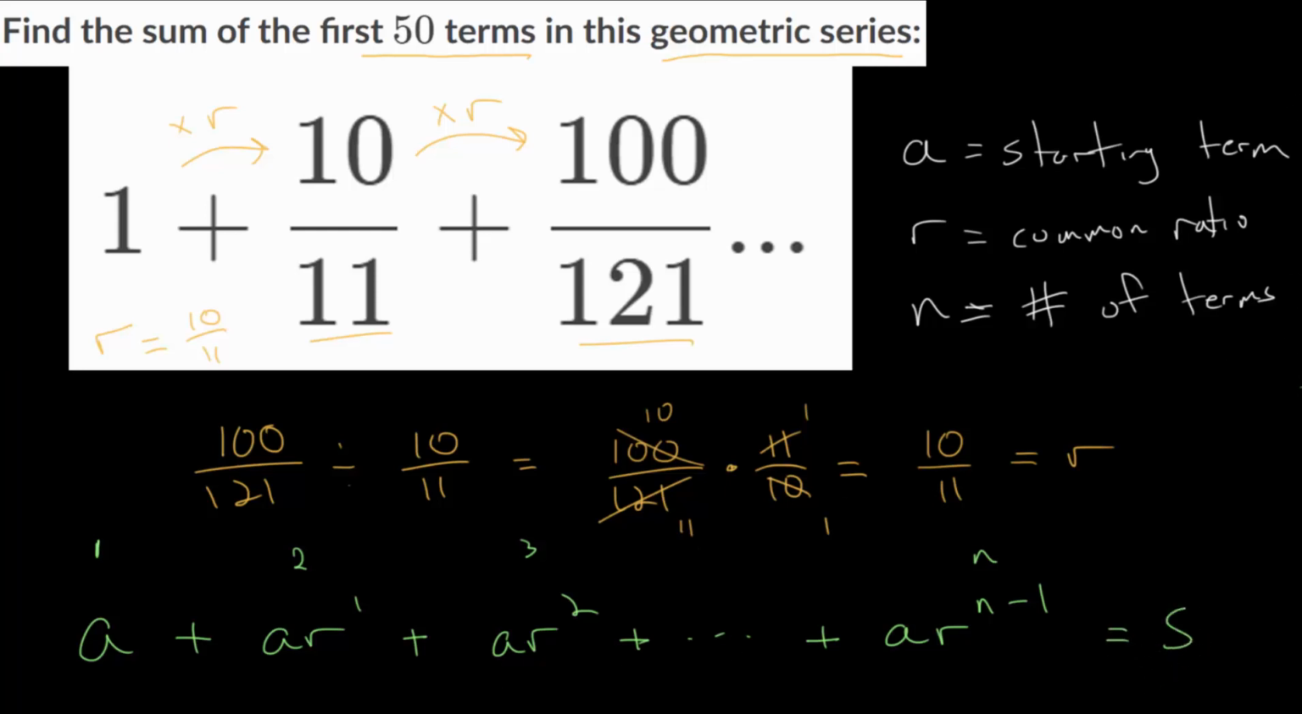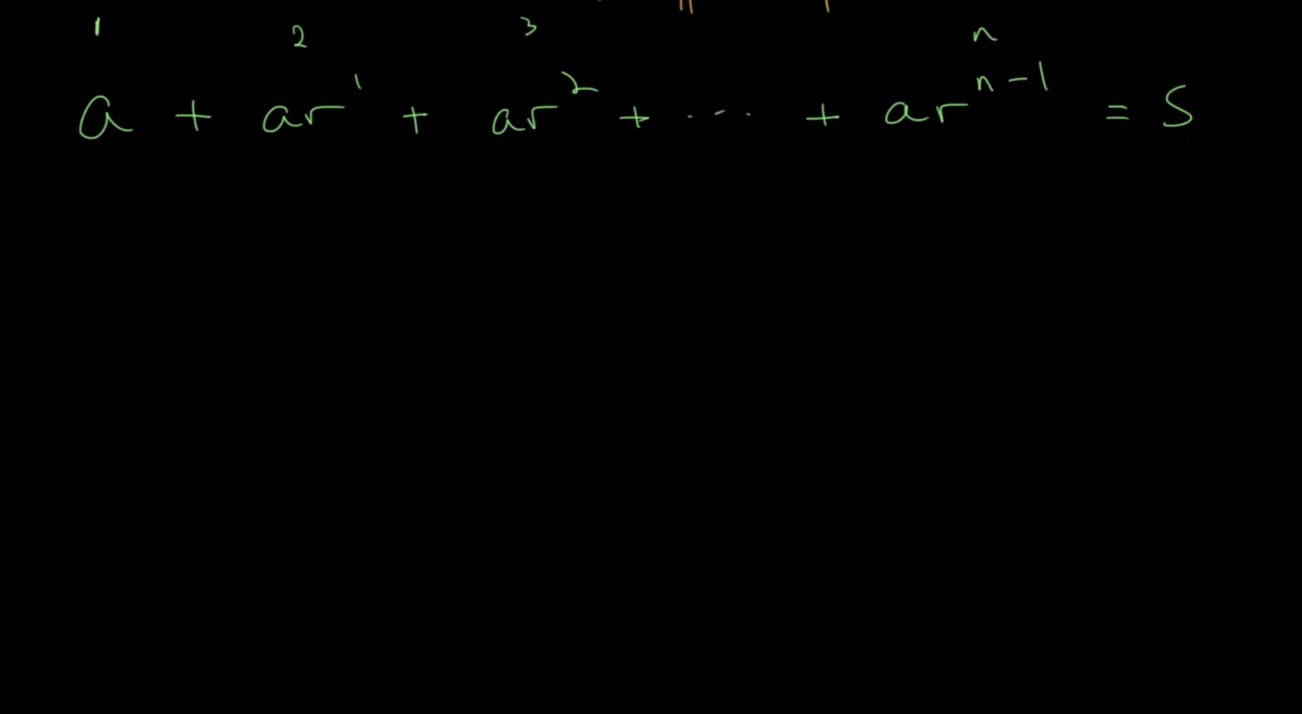And the way to find the formula is that we will take s and just multiply it by that common ratio. So we can write r times s, and we'll multiply each of these terms by r now. We're essentially just distributing. We get ar plus ar squared plus ar cubed and so on, all the way up to a times r to the nth power now.